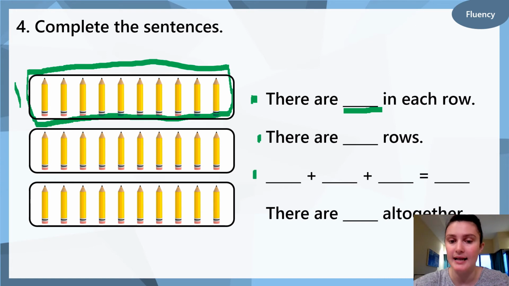Next, we need to add our numbers together. So how many are in row 1? How many are in row 2? How many are in row 3? We need to add our numbers and find the answer. We can add or we can use skip counting. Find your answer now and write the number sentence.